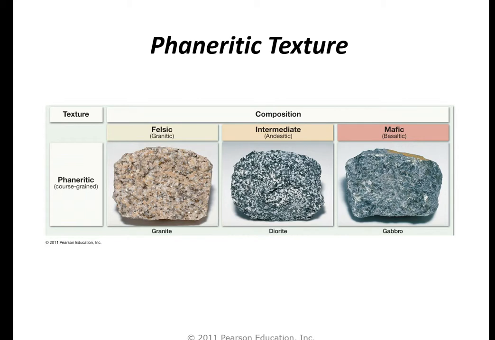So on the left you see a granitic felsic rock, granite. On the right you see a mafic rock, basaltic, out of lava, called gabbro. These are all types of phaneritic, coarse-grained rocks.